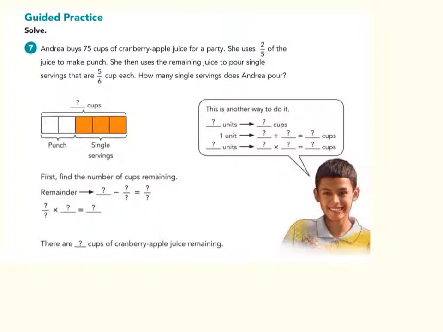This first page will help you to calculate how much juice is remaining after Andrea pours out the 2/5 of the 75 cups. When you're finished with that step, move on to the next page, which will help you to calculate how many single servings she'll pour that are 5/6 cup each. Again, if you get stuck, don't worry, we'll work on this together in class tomorrow.